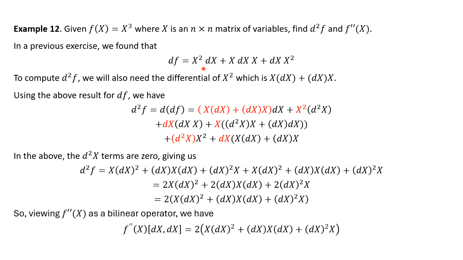In a previous exercise, we found the first differential, so we can make use of that. And we also need to find the differential of x squared in our computation, so I'm showing it here. It's just applying the product rule to x times x. So here we have the second differential of f, which is the differential of the differential of f. So in other words, the differential of this. We need to use the product rule in each term.